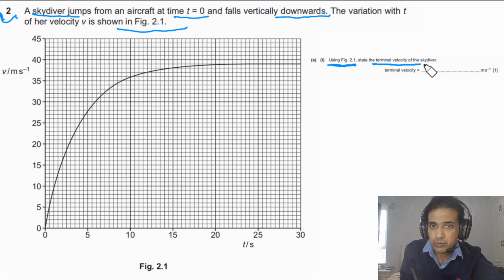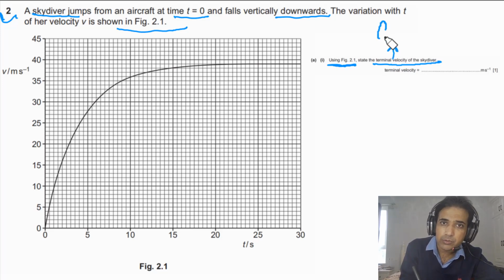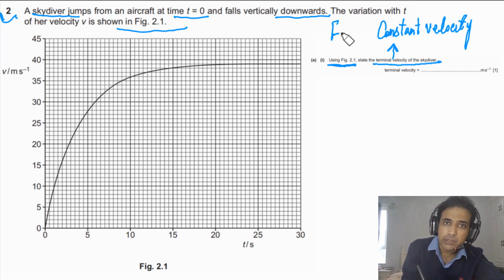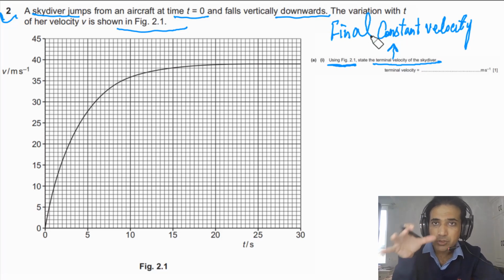State the terminal velocity of the skydiver. Terminal velocity means when the velocity becomes constant. In simple language, we can say this is the constant velocity, the final constant velocity. We call this terminal velocity.